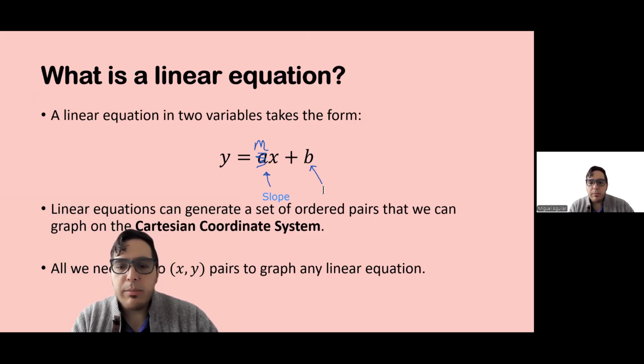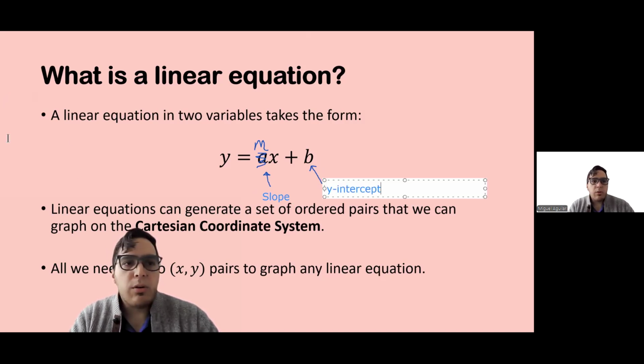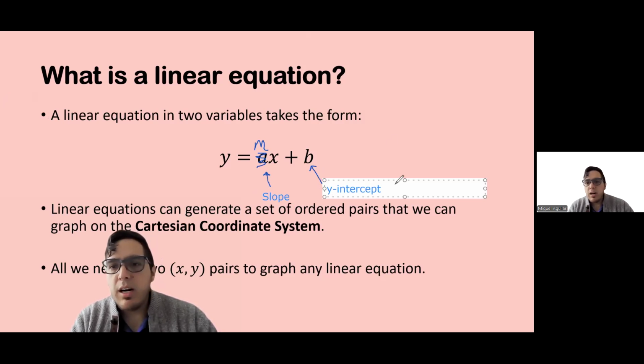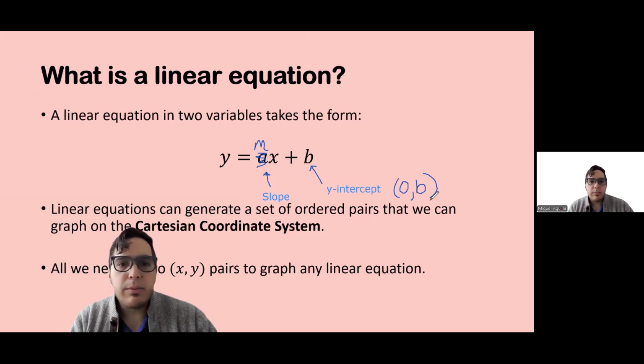and then the second coefficient, or the constant in this equation, b, is the y-intercept. The y-intercept can be written as an ordered pair. If we write that as an ordered pair, we would write it as (0, b). So that's going to be the location. All y-intercepts have a 0 for the x-coordinate, and then that b, whatever that number is, is your y-intercept.